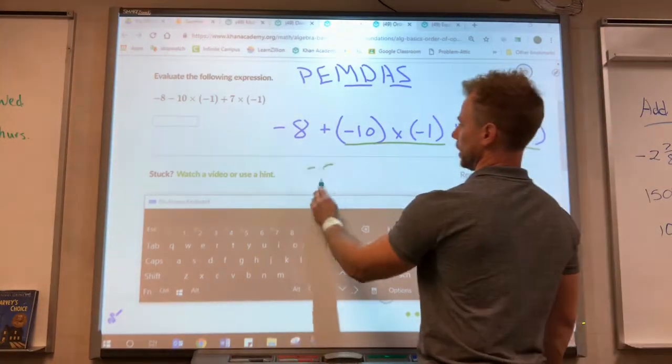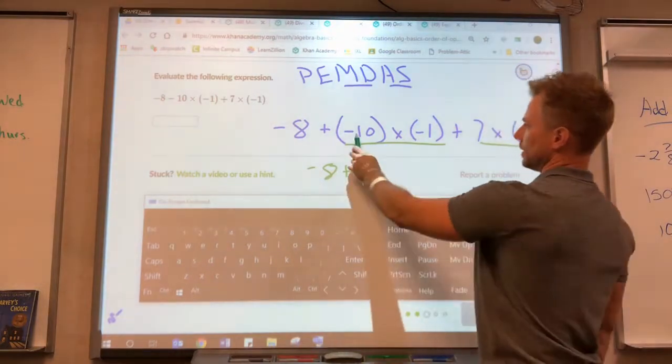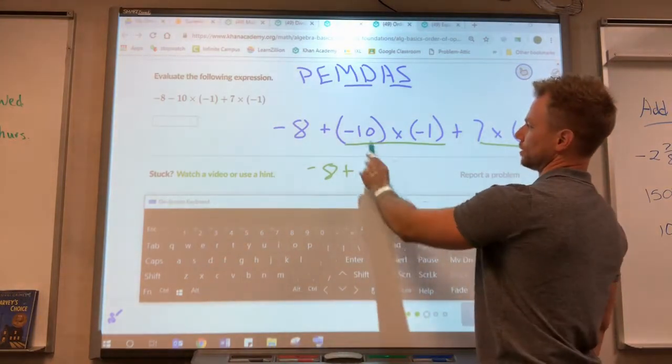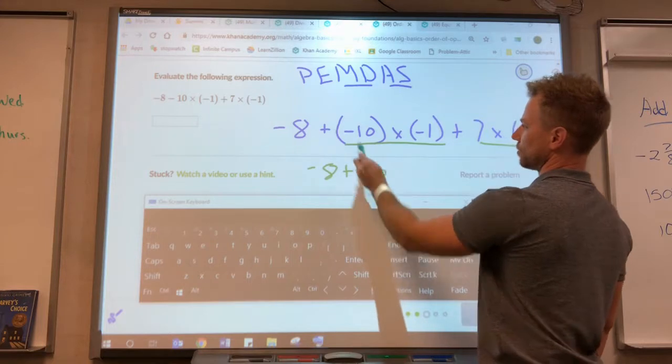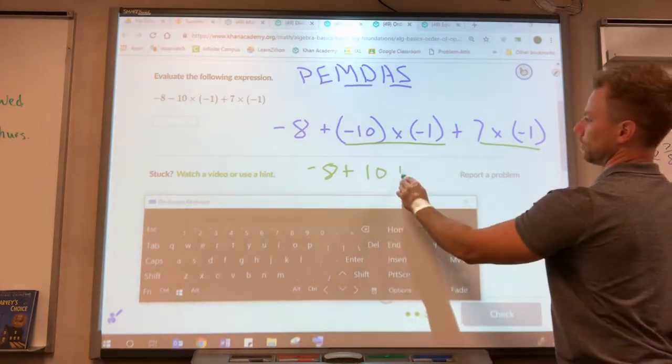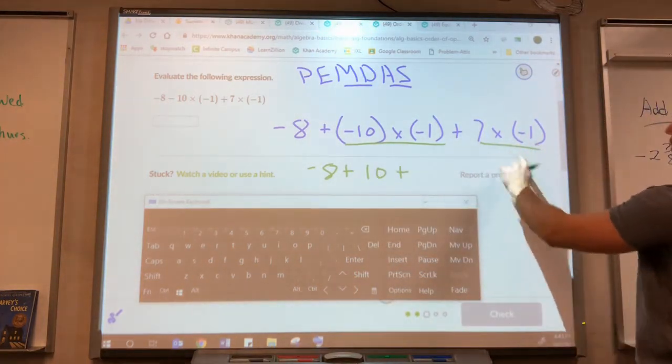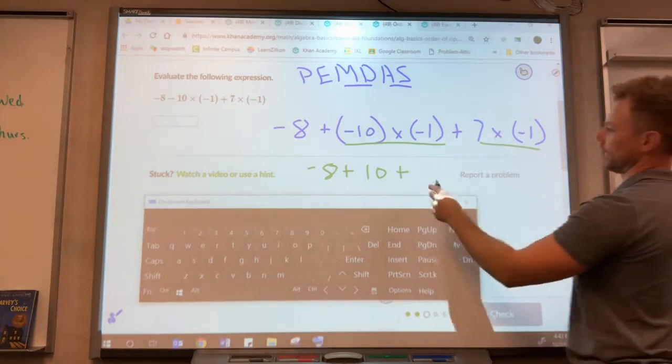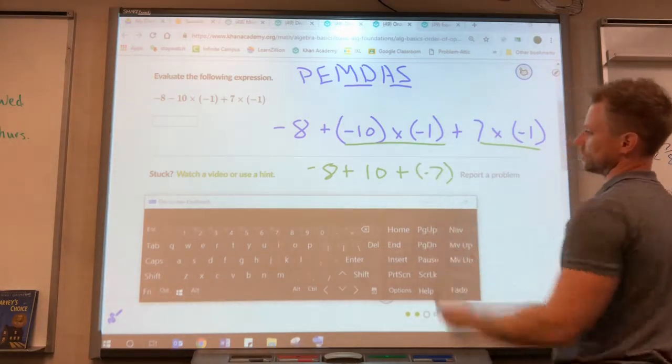So we'll do negative 8 plus negative 10 times negative 1. 10 times 1 is 10. 2 negatives make a positive. Then plus 7 times 1 is 7. A positive and a negative makes a negative 7.